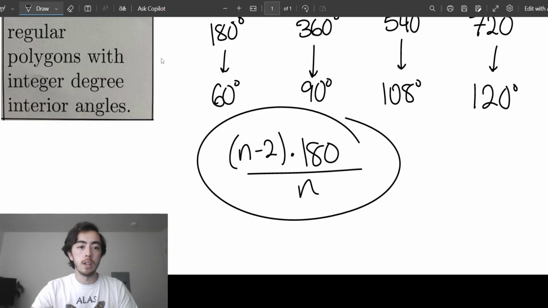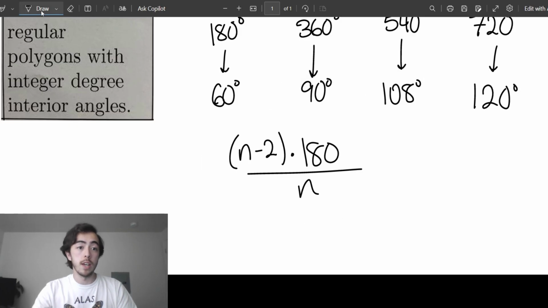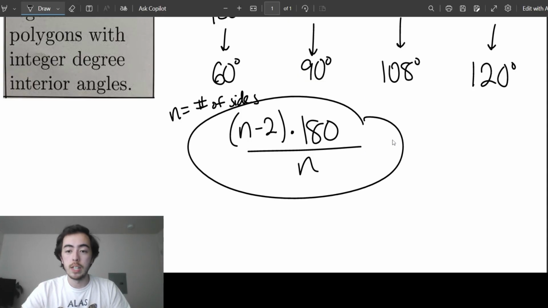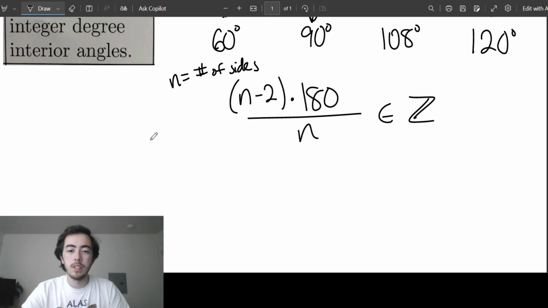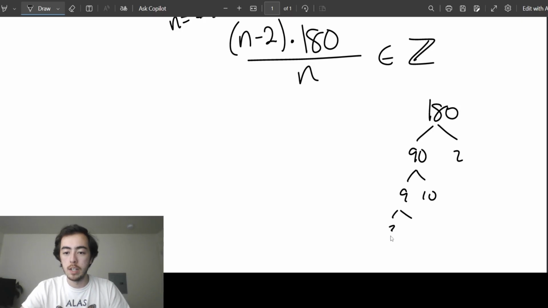So this expression right here is equal to all of these numbers when n is equal to the number of sides we have for our polygon. So I'll just say n is equal to number of sides. Now we just need to figure out when this fraction right here is an integer. So I'll just say it is an element of the integers like that. And I think the best way to do this is to break up this 180 into its factors. So 180 is the same thing as 90 times 2, 90 is 9 times 10, 9 is 3 and 3, 10 is 2 and 5.